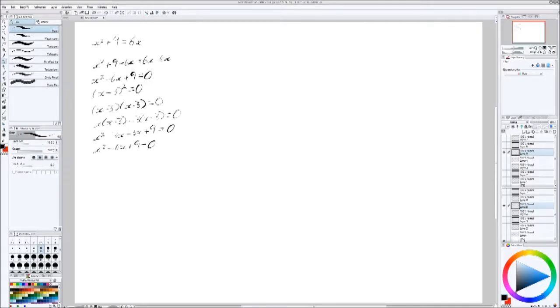But again, if you're not that familiar with all of this stuff, what you can do instead is then use the quadratic equation.